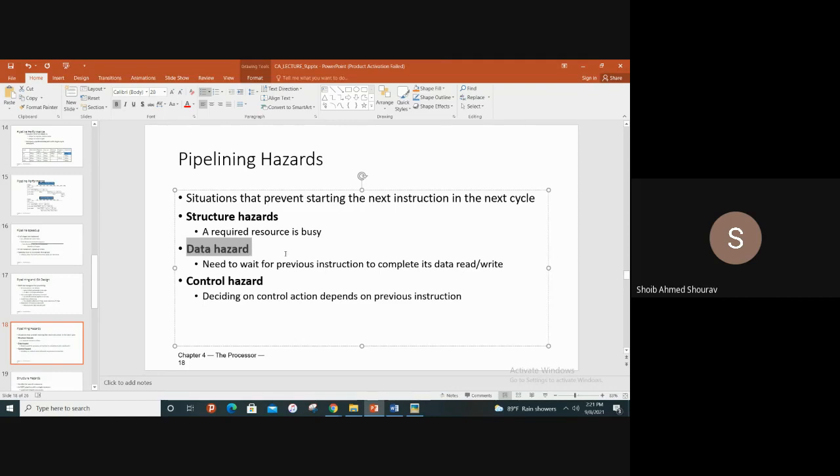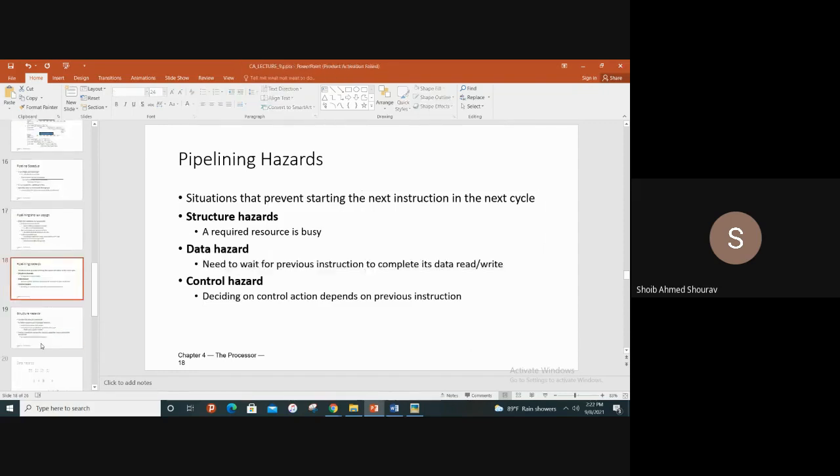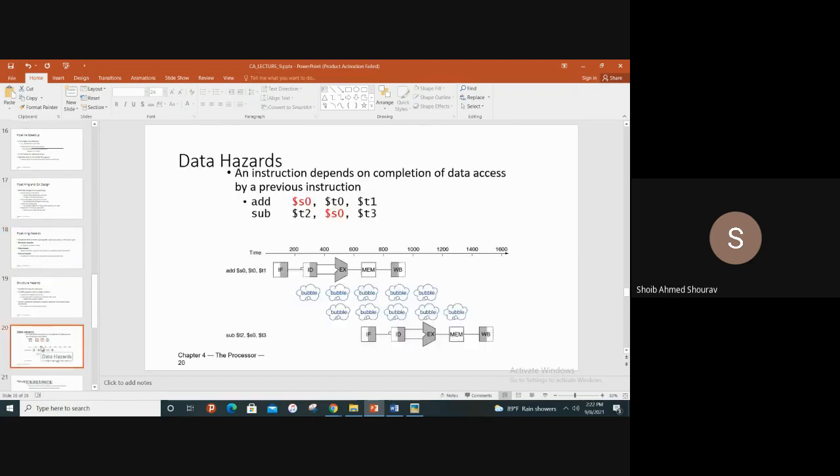For example, if the next instruction is waiting for the previous instruction to complete its data read or write. Okay, so if one instruction is waiting for the previous instruction to complete its data read or write, then there is a data hazard related to data. So we are going to see some examples of that first. Here is the example of data hazard. Only see these two instructions.